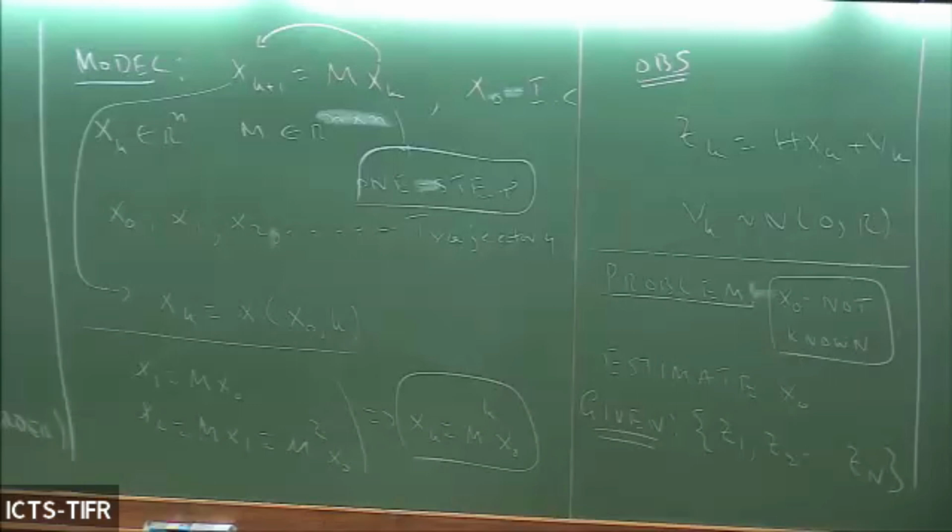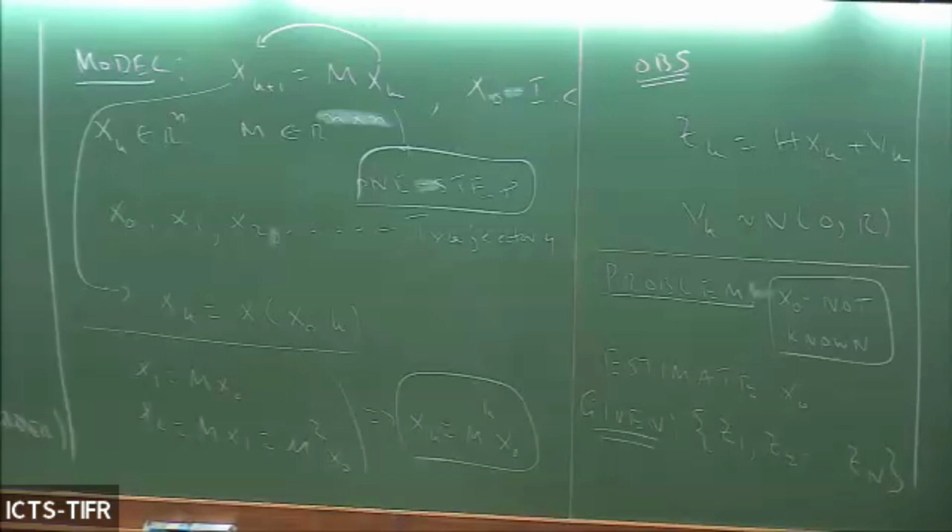When there is no dynamics, x naught is x, and that's the problem we solved. Are you with me? That's right. Yesterday morning, we solved the problem. That's a static problem. There is no dynamics. Initial condition x naught is the unknown.